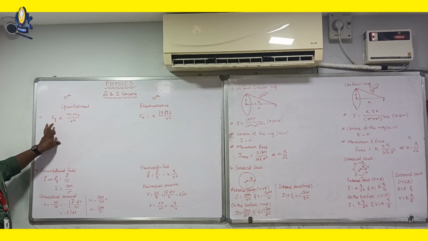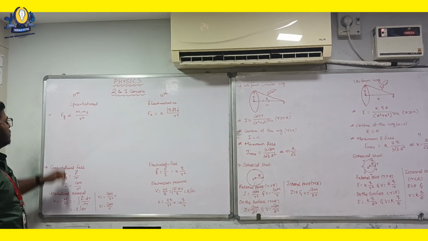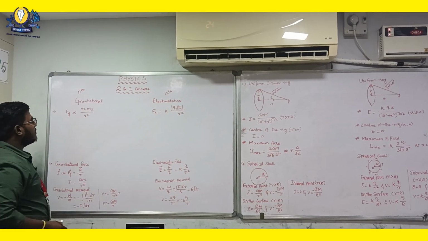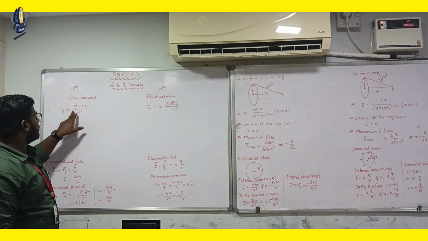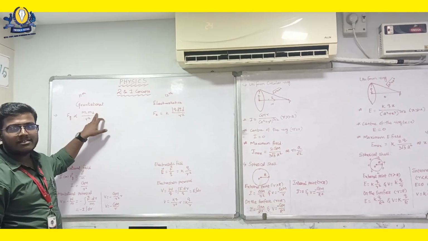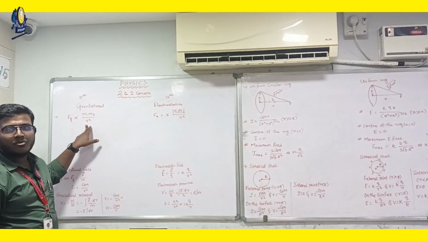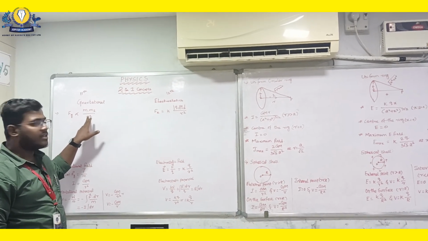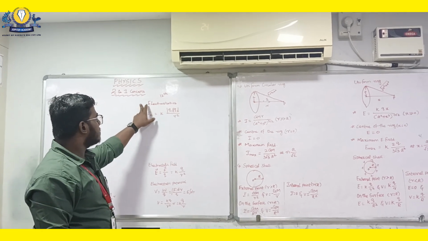So first, force, gravitational force. Gravitational force is nothing but an attractive force. The attractive force between two massive bodies is directly proportional to the masses and inversely proportional to the square of the distance between them. And the electrostatics also same.